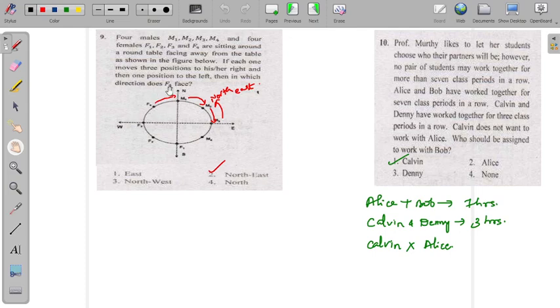3. So they are facing away from the table. So they will be sitting facing away from the table, that is, the face is on that side. So therefore they have to move f4.